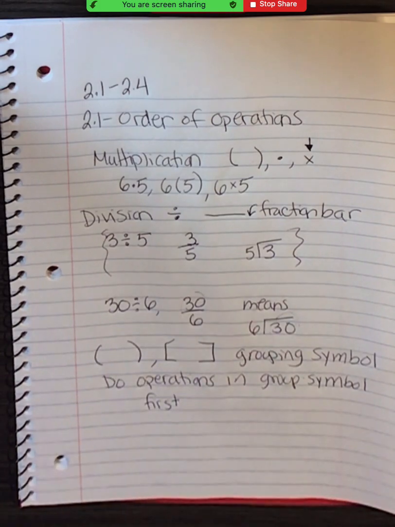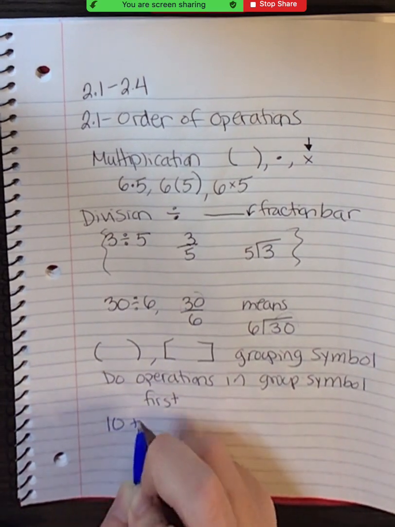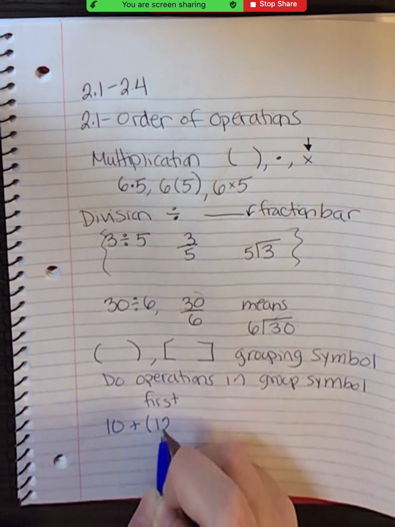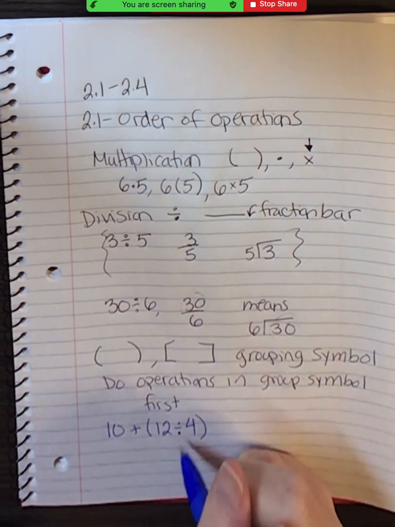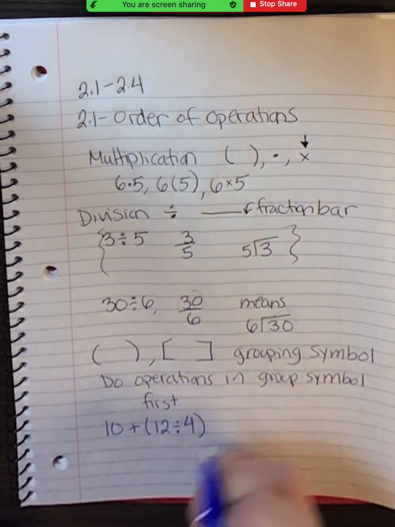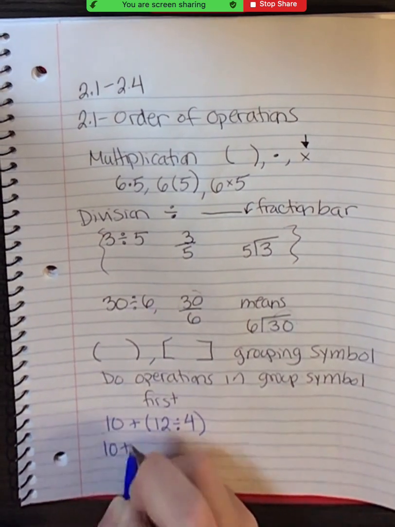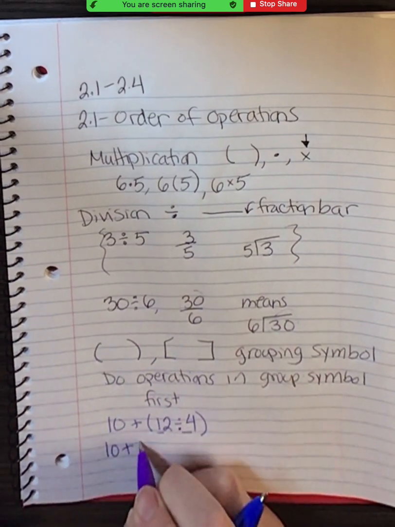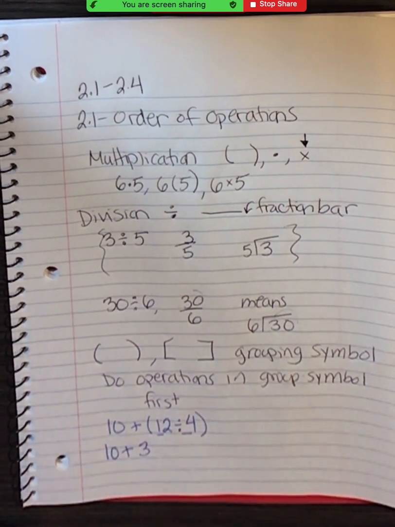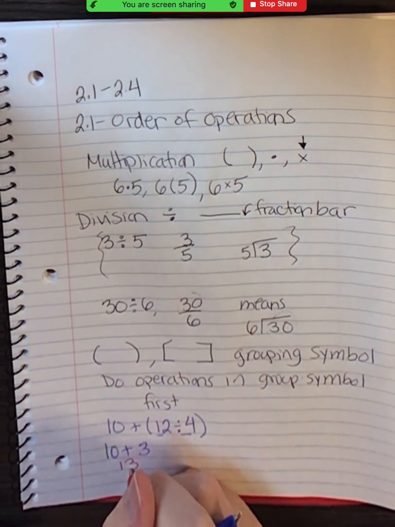Okay, so if I have 10 plus, open parentheses, 12 divided by 4. This tells me I'm going to do what's inside my parentheses first. So the 10 plus stays like that. Then I do 12 divided by 4 and I get 3. Then you can go back and do the addition. 10 plus 3 is 13.